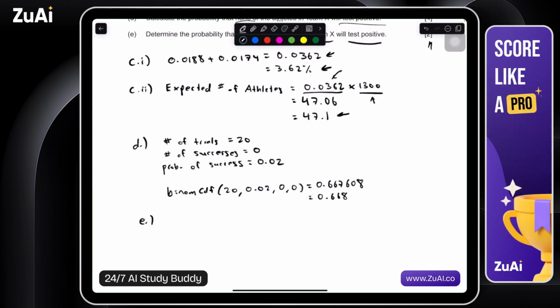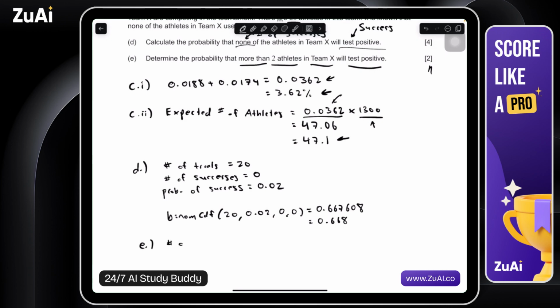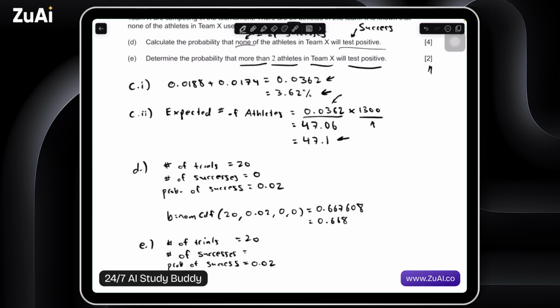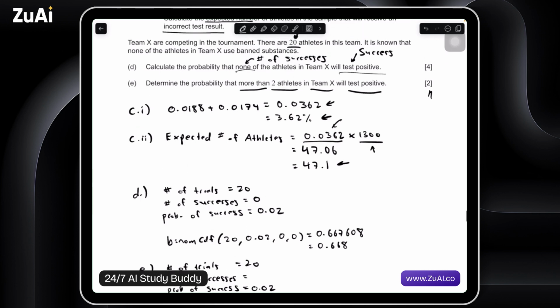We can use a binomial distribution once again. So number of trials, number of successes, which you can kind of think of as occurrences, and then probability of success. The only thing that is going to change in this one: we'll still have 20 trials. The probability of testing positive, given that you have not taken any banned substances, is still 2% or 0.02. The number of successes, in this case we have a range. We want the probability that more than 2 athletes. Binomial can be tricky, and to be honest, I'm glad I read this a second time.